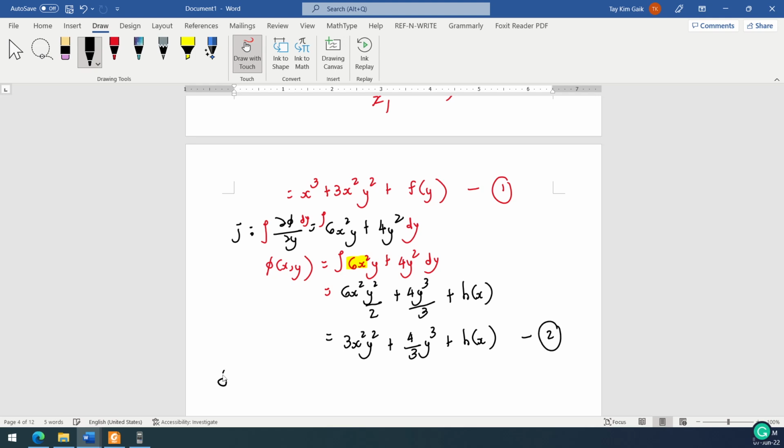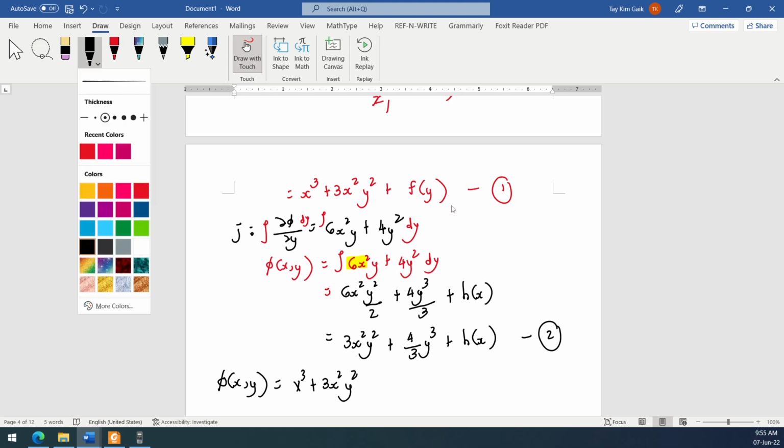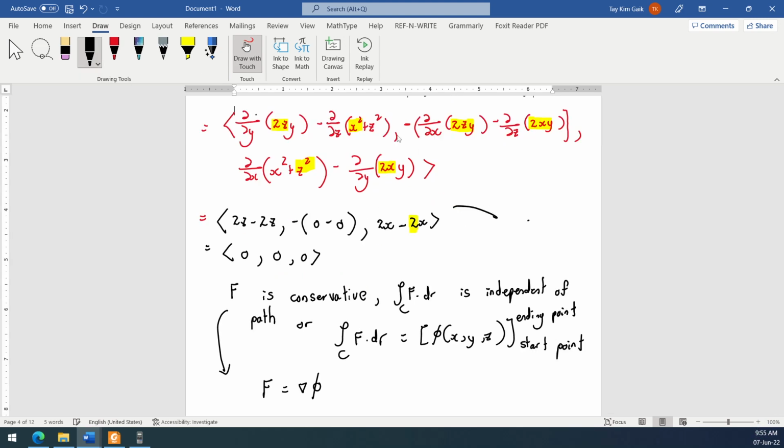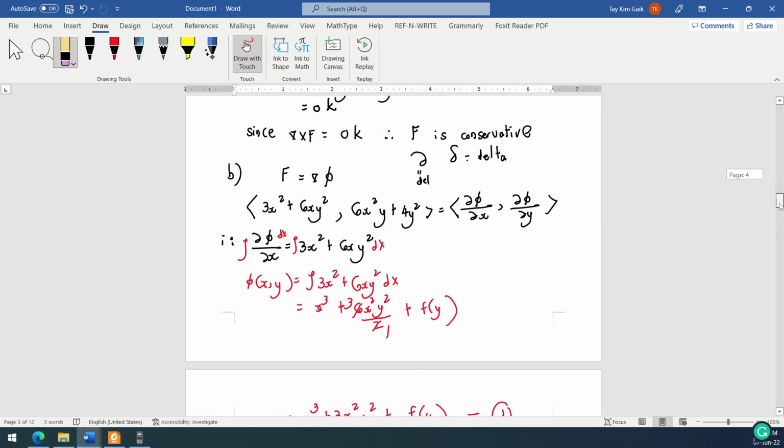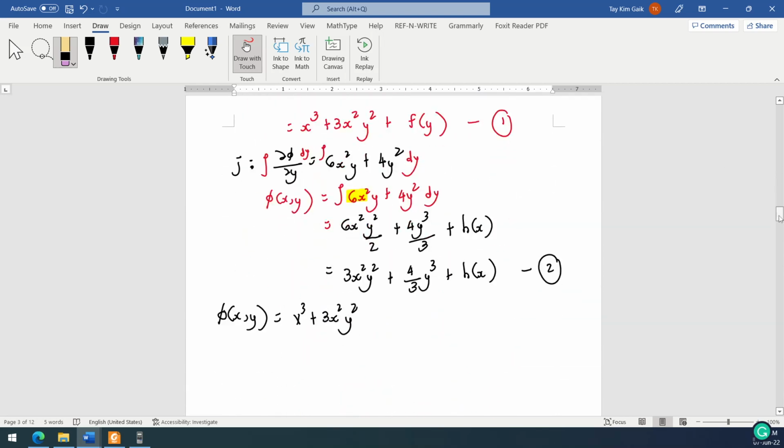The phi of x, y, starting from equation 1, take out all the terms: you have x cubed plus 3x squared y squared plus f of y, where f of y is actually a function of y.